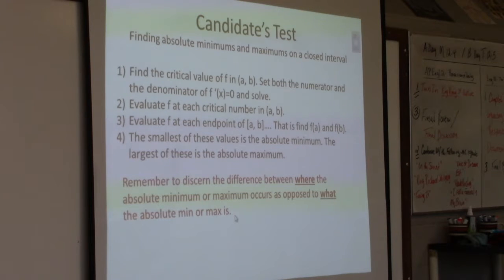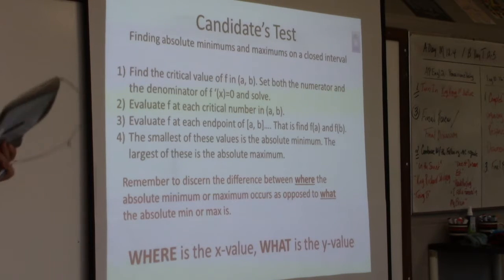All right, now remember to discern and understand the difference between where the absolute maximum or minimum occurs as opposed to what the absolute minimum or maximum is. When they say where, they're looking for an x value. Where does it occur? They're looking for the x value. When they ask what the maximum value is, they're looking for the y value. Make sure you understand what they're asking because it makes it a lot easier to actually answer the question.